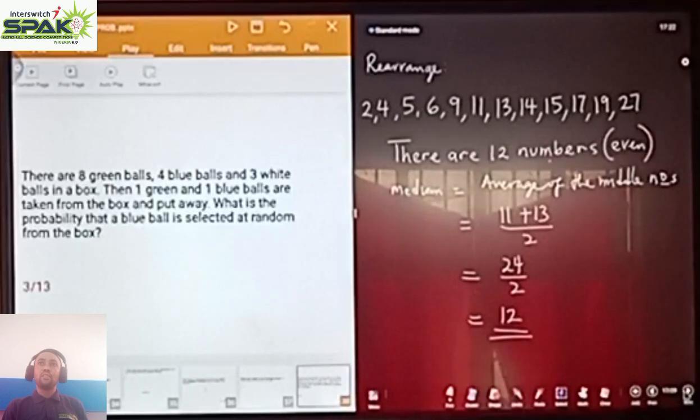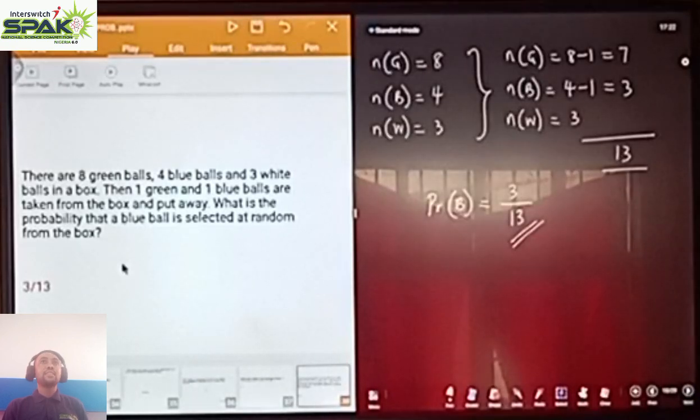Now we have this question that there are 8 green balls, 4 blue balls, and 3 white balls in a box. Then 1 green and 1 blue ball are taken from the box and put away. So initially we have 8 green, 4 blue, and 3 white. So 1 green and 1 blue is taken away. So now we are left with 7 green, 3 blue, and 3 white. So now the total number of balls will be 13. So the probability of selecting a blue ball, blue is 3, so 3 over the total, 13. So that is the probability of blue.